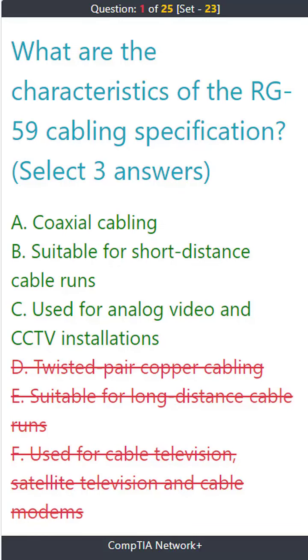The correct answers are A. Coaxial cabling. B. Suitable for short-distance cable runs. C. Used for analog video and CCTV installations.